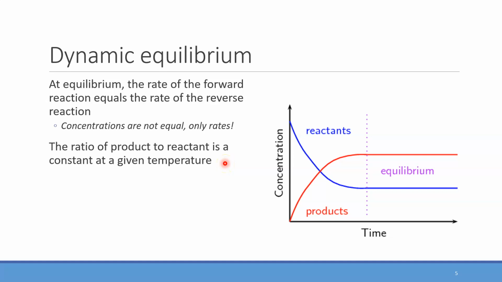So you'll want to watch that video for an explanation of what an equilibrium constant is and how to write equilibrium expressions. But for now, I just want you all to be very comfortable with the idea that at equilibrium, reactions are still happening. They're just happening at the same rate in forward and reverse.